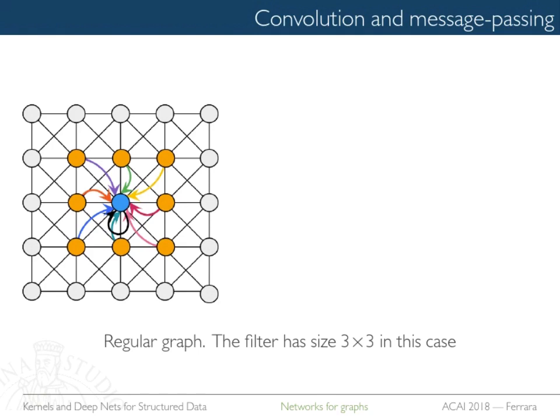Basically, to get the embedding in this blue guy, you start from all the orange guys and the blue guy itself, and you send messages. So there is also a message from the blue guy itself. And the colors are what? The different weights. So this is one filter. There are 9 numbers, 9 different colors. It's just one filter that computes the embedding for the next layer of the convolutional network. Okay?